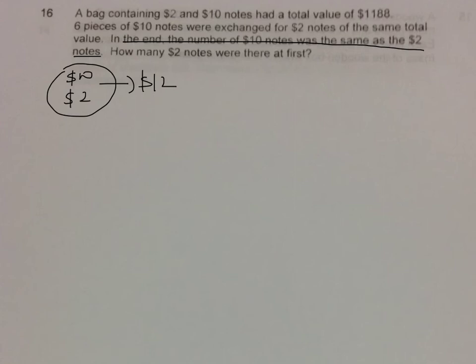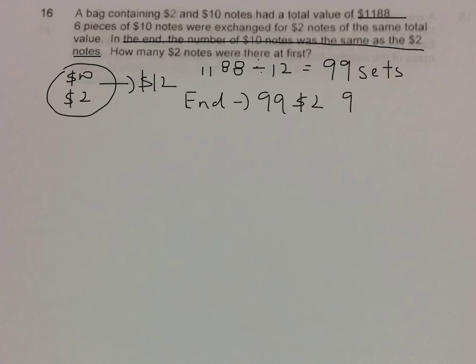Alright, so the total value is 1188, so we take 1188 divided by 12, we would get 99 sets. So at the end, there are 99 $2 notes and 99 $10 notes. They mentioned that 6 pieces of $10 notes, that's $60, were exchanged for $2 notes. So 6 times 10 equals $60. $60 divided by 2 equals 30. So 30 pieces of $2 notes were actually exchanged.